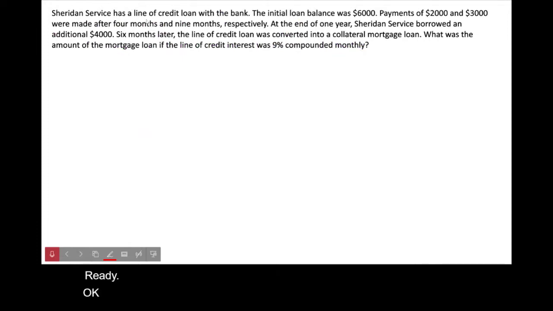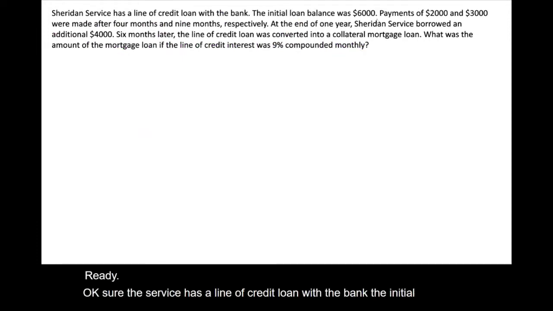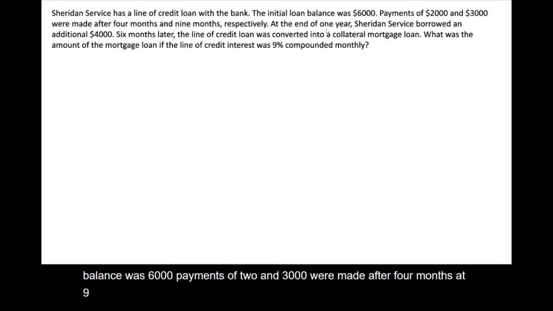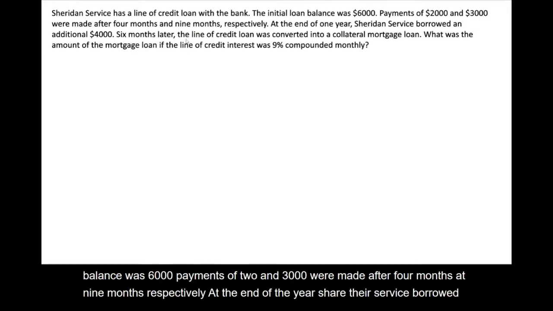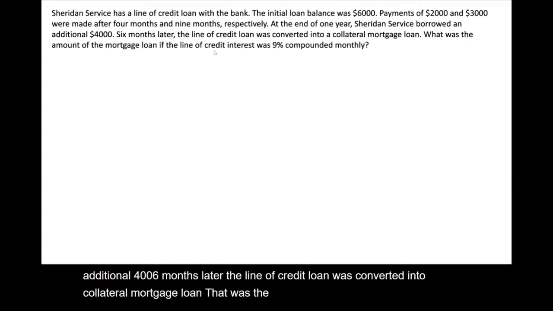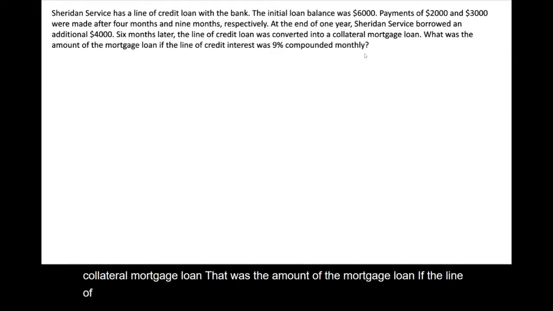Okay, Sheridan Service has a line of credit loan with the bank. The initial loan balance was 6,000. Payments of 2,000 and 3,000 were made after 4 months and 9 months respectively. At the end of the year, Sheridan Service borrowed an additional 4,000. 6 months later, the line of credit loan was converted into a collateral mortgage loan. What was the amount of the mortgage loan if the line of credit interest was 9% compounded monthly?